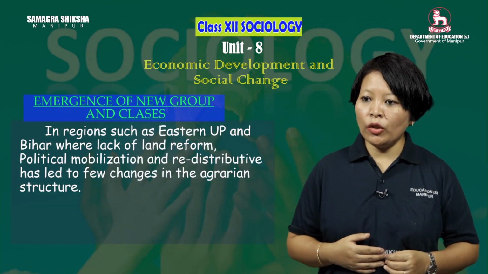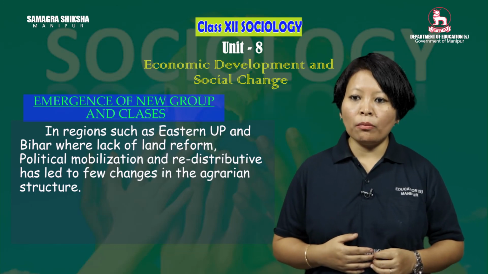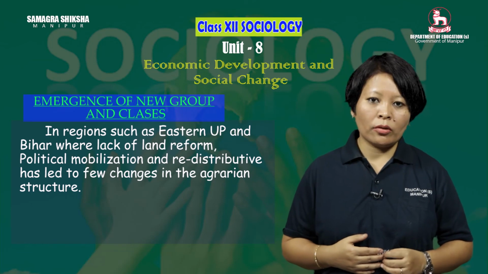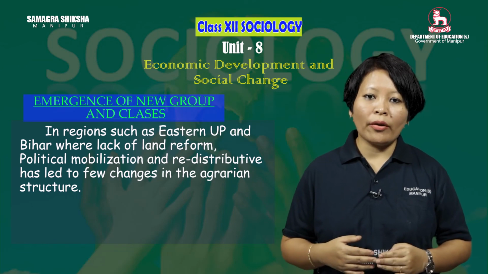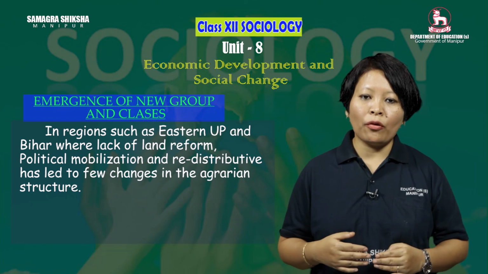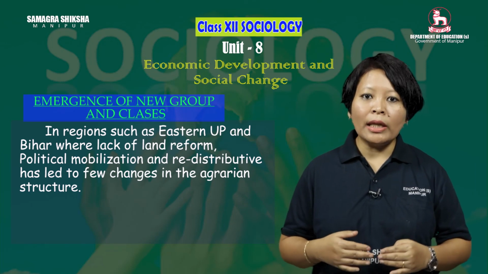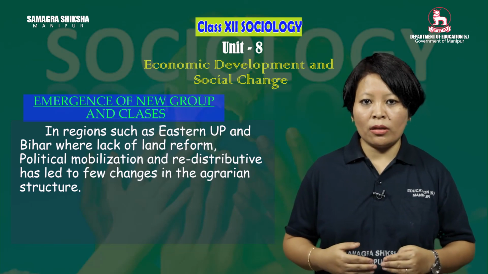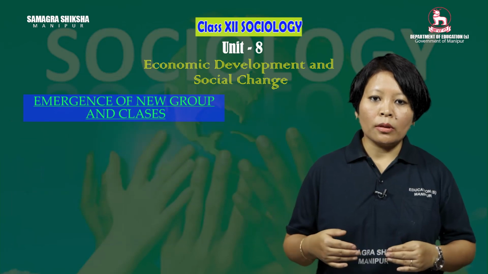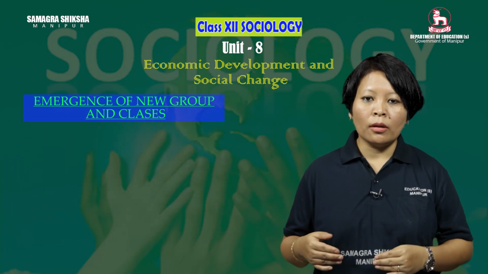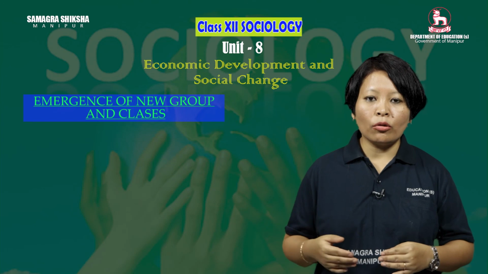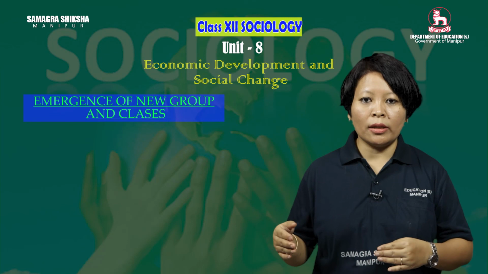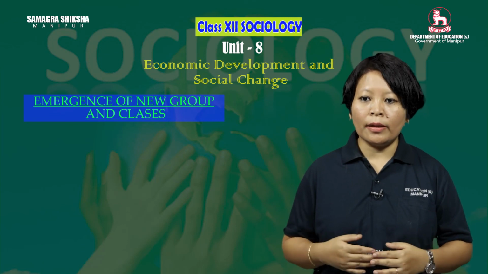In regions such as Eastern UP and Bihar, where lack of land reform, political mobilization and redistribution has led to few changes in the agrarian structure. Sadly, those areas in which land reform was not very successful lagged behind in economic development as well as social changes. Areas that did not benefit from the green revolution did not see these improvements.